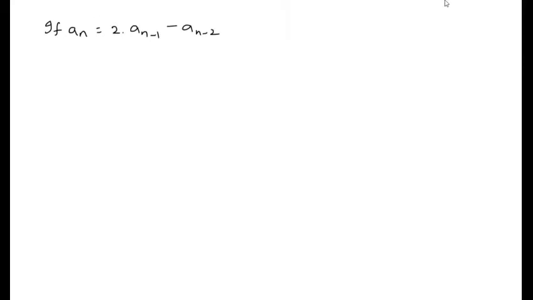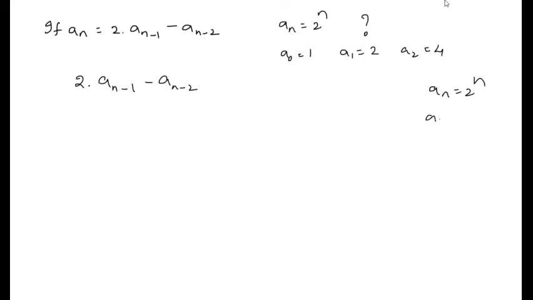For the same problem, we need to check whether a_n = 2^n is a solution or not. The initial values are a_0 = 1, a_1 = 2 and a_2 = 4. Similarly, we need to find the same thing. So the recurrence relation is 2a_{n-1} - a_{n-2}. When a_n is 2^n, a_{n-1} is 2^{n-1} and a_{n-2} is 2^{n-2}.